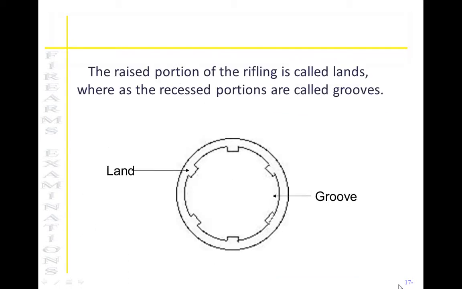The raised portion of the rifling is called lands, where the recessed portion are called grooves. Keep in mind, this is as you're looking down the barrel of a weapon. So when looking at a bullet, if you're describing the lands and grooves, they're going to be opposite. The lands will be the raised areas, and the grooves will be the recessed areas.